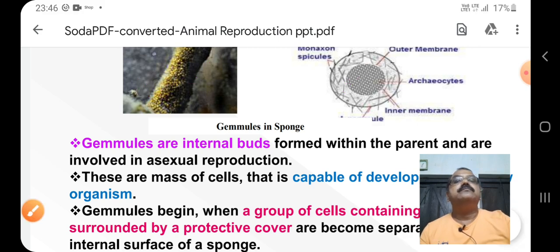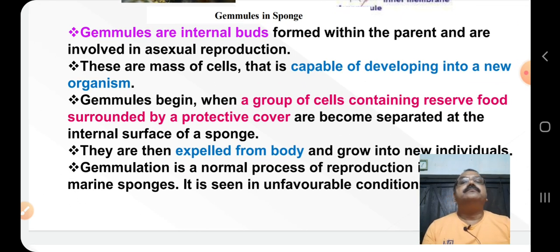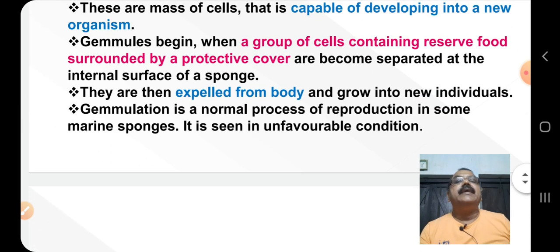In case of gemmulation, internal buds are formed within the parent body. These internal buds are a mass of cells that are capable of developing into a new individual. Gemmules are formed when a group of cells containing reserve food, surrounded by a protective cover, become separated at the internal surface of a sponge. These gemmules are then expelled from the body of the parent and grow into new individuals.